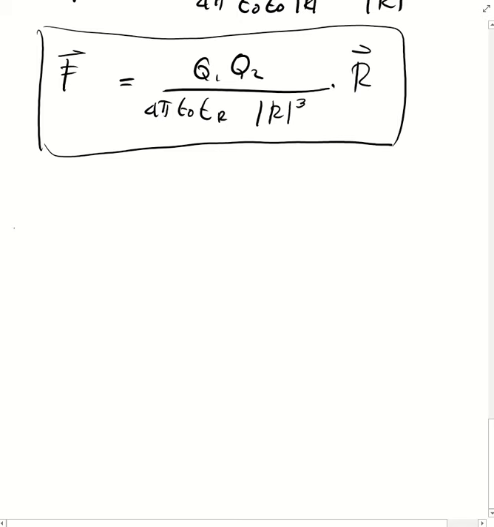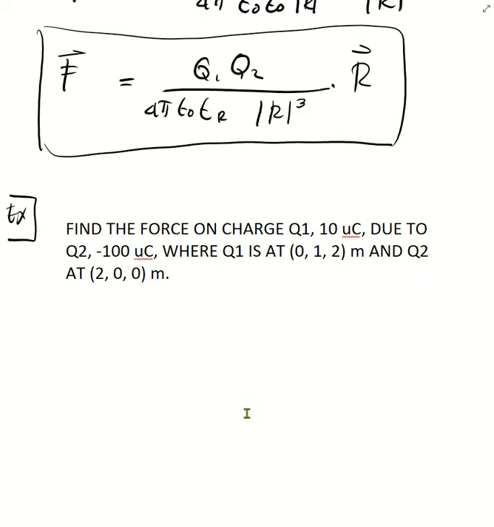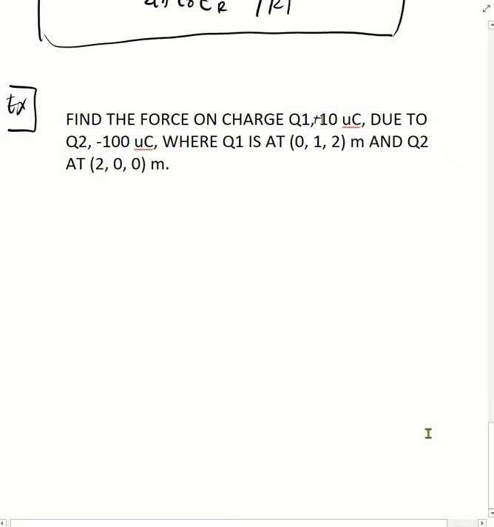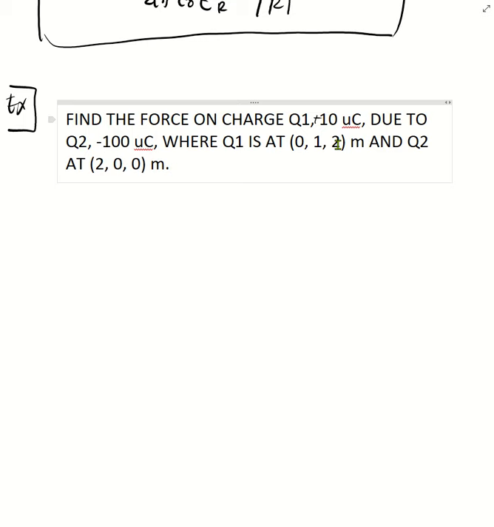Example. Find the force on charge Q1 with charge positive 10 microcoulomb, where micro means times 10 to the negative 6 coulomb, due to Q2, another charge with a negative sign, with the charge of negative 100 microcoulomb. Q1 is located at (0, 1, 2) in the rectangular coordinate system, and Q2 is located at (2, 0, 0).